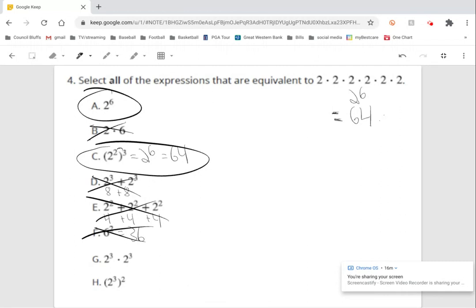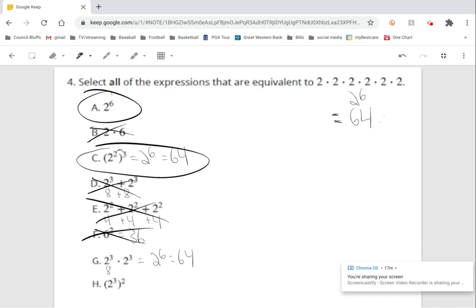2 cubed times 2 cubed. We can think of this two ways. We can use our exponent rules. If you forgot, our exponent rules say when we multiply, we add the exponents. So this becomes 2 to the 6th power, which is equal to 64. Or you can think of this as 2 cubed, 2 times 2 times 2, we already know is 8. So this is really 8 times 8, which is also 64. So G is an answer.